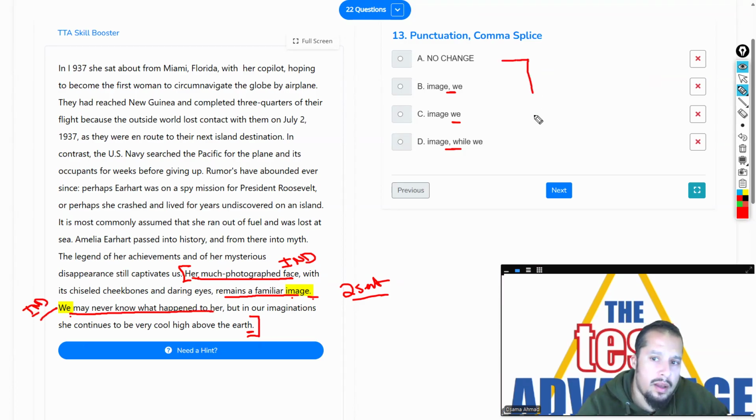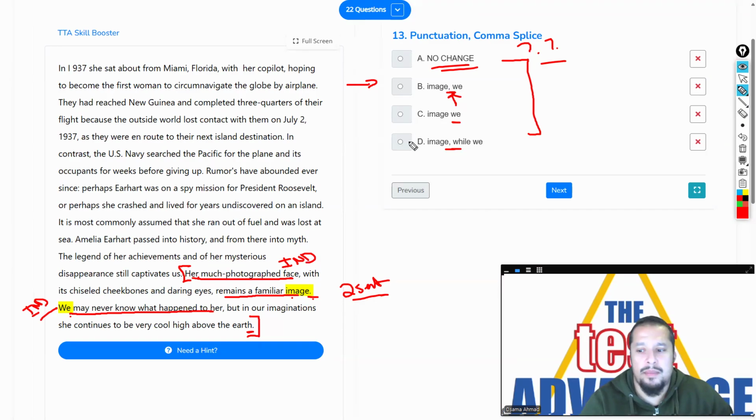So answer A, maybe I didn't take the rule, not sure about it. But look at answer B. Is it acceptable to put a comma between two independent ideas? Is that acceptable?